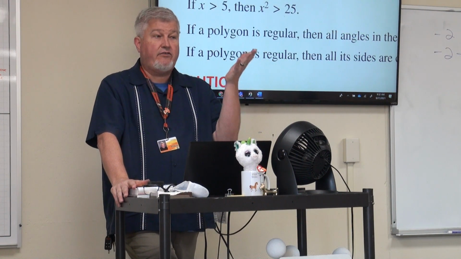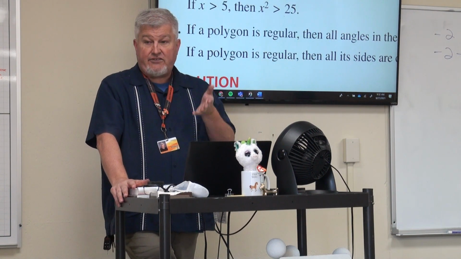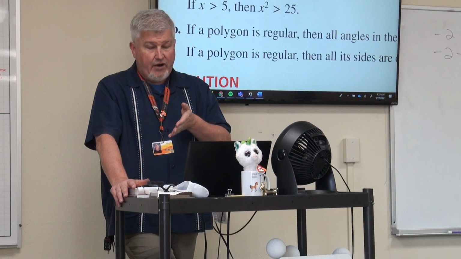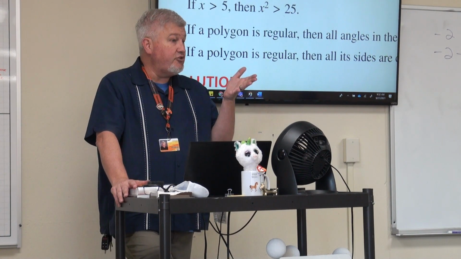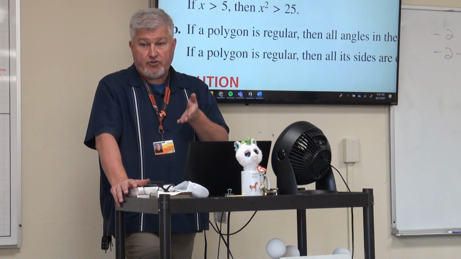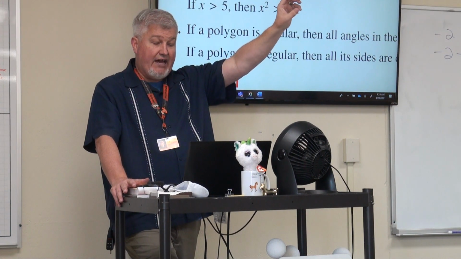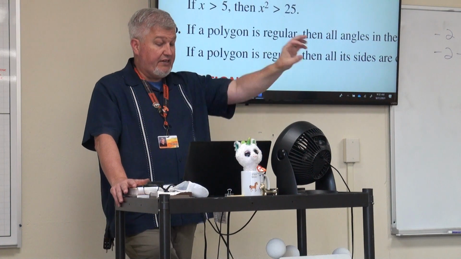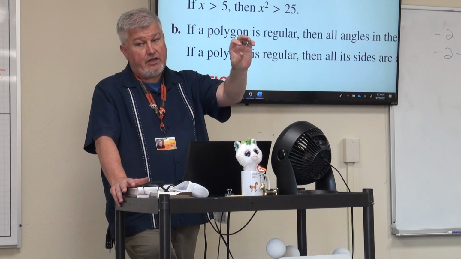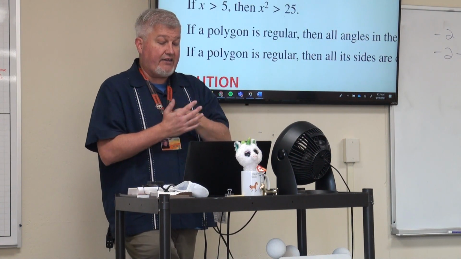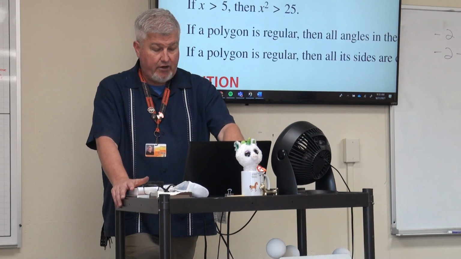If x is greater than 5, then x squared is greater than 20, sorry. Because we know from the first statement, if x squared is greater than 25, then x squared is greater than 20. If x is greater than 5, then x squared is greater than 25. So then, if x is greater than 5, x squared is greater than 20.